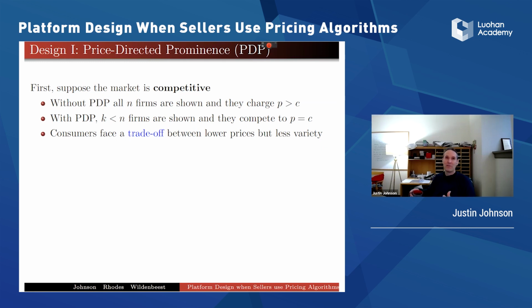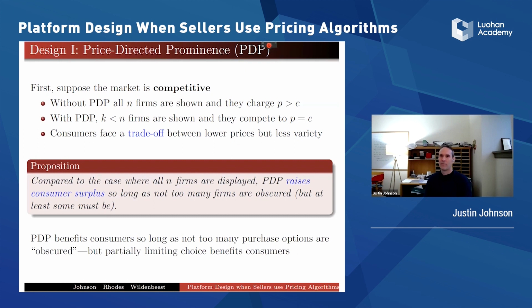So that sounds like it's great for consumers, right? Now the prices are marginal cost, so they're lower than before. However, the products are differentiated, so consumers also have less variety to choose from. So there's actually a trade-off in terms of consumer surplus.